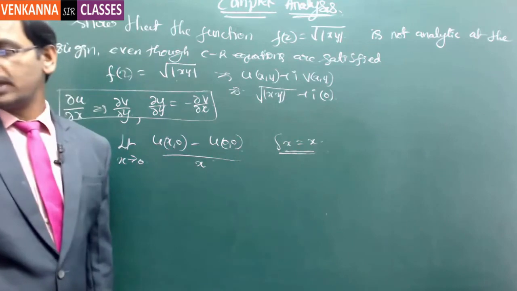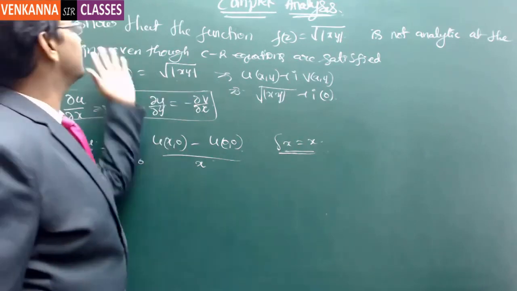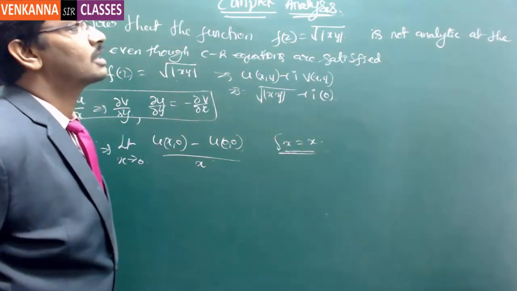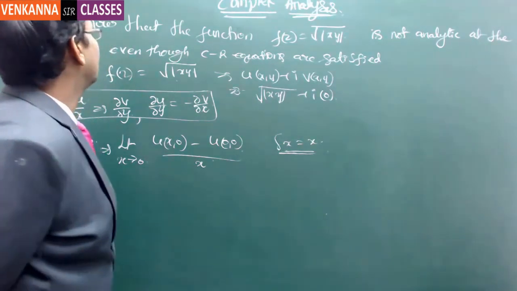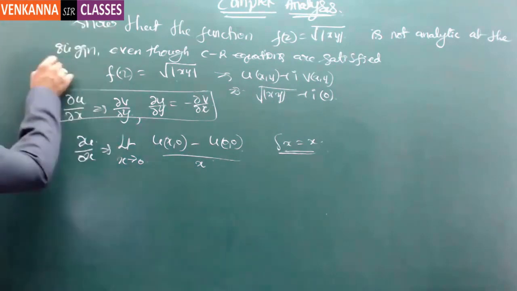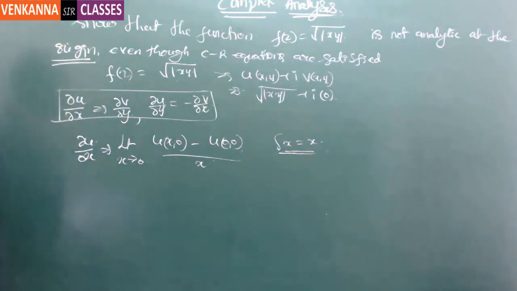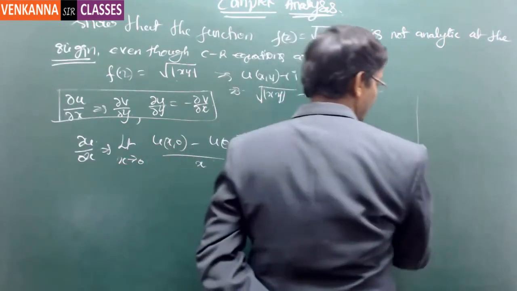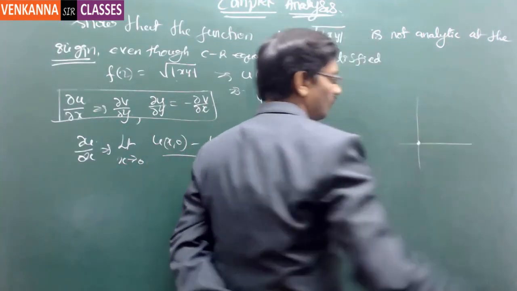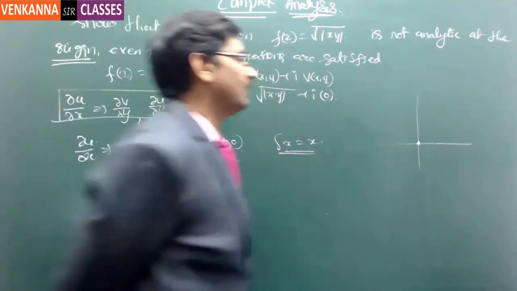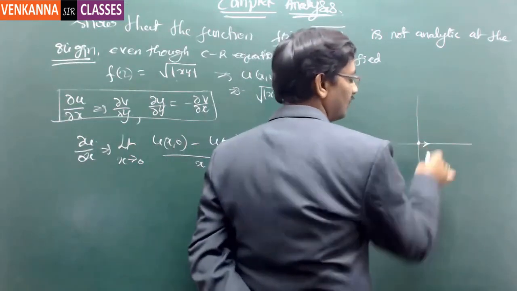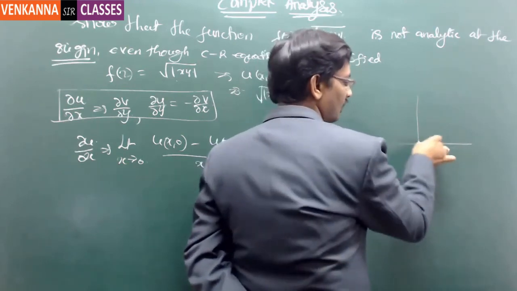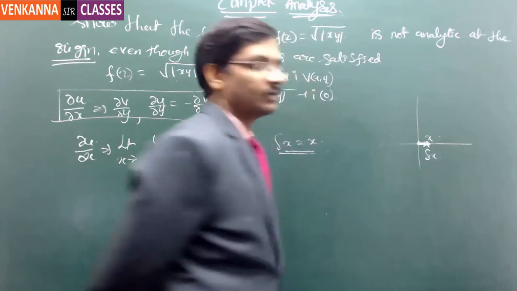Why is delta x equal to x here in this case? Because see this in the problem statement: show that the function f of z is equal to square root of mod xy is not analytic at the origin. So this is very, very important. At the origin, we mean we are trying to verify the function at the origin. Now from the origin, if I take an elemental distance, this is nothing but delta x. Delta x is located at a distance of x from the origin, correct or not?